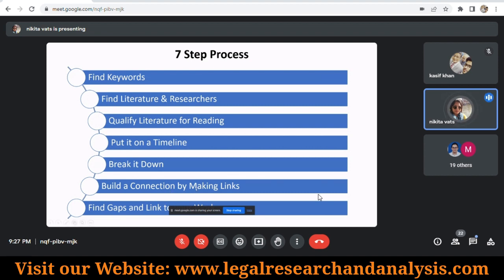Okay. Build a connection by making links. Try to make links in your research topic and subtopics. Find gaps and link it to your work. This is a process that you can follow, and it will become easier for you to conduct research. Any doubts in this? It is just a process. You can have your own 9-step, 10-step process that you want to follow.